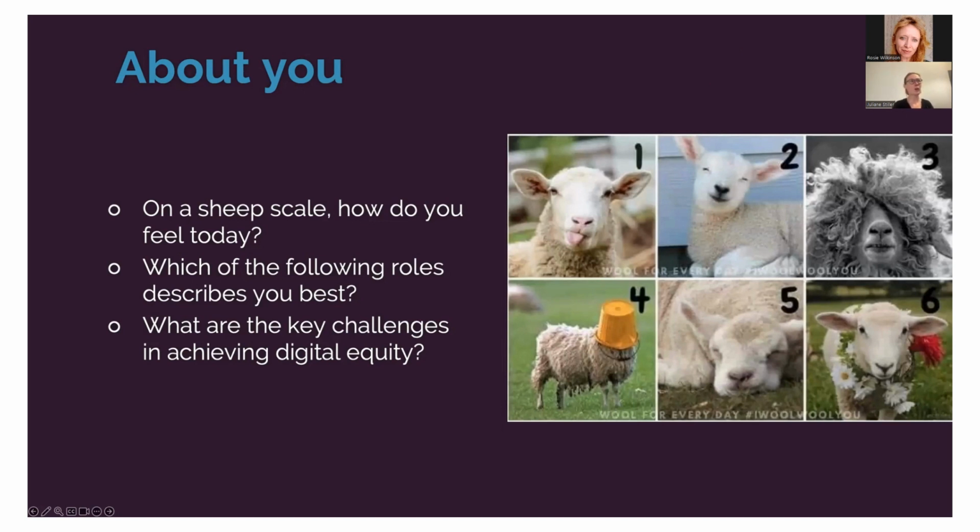I would like to know, how are you feeling today? On a sheep scale, and you can see the different sheep here on the slide. We have one sheep that is happy, the first sheep with its tongue sticking out. We have a smiling sheep enjoying the day, a sheep with bad hair and hair over its eyes, and a sheep with a bucket over its head. Sheep number 5 is the sleepy sheep, and sheep number 6 is a curious sheep with flowers around its neck.